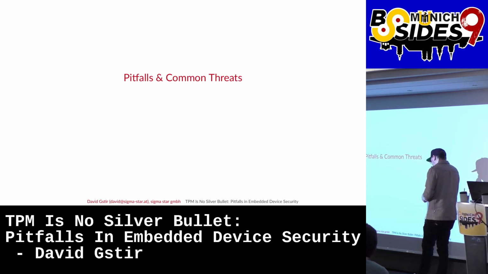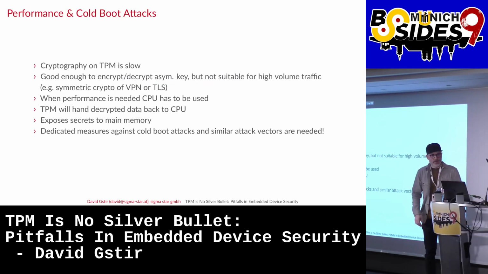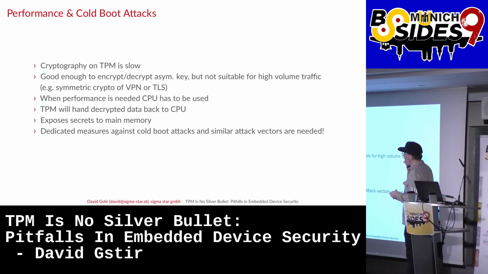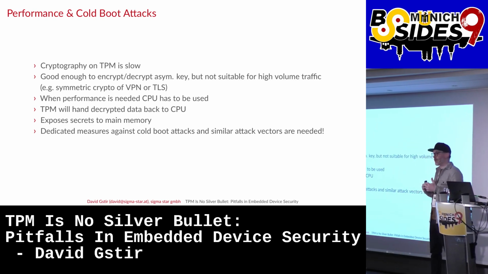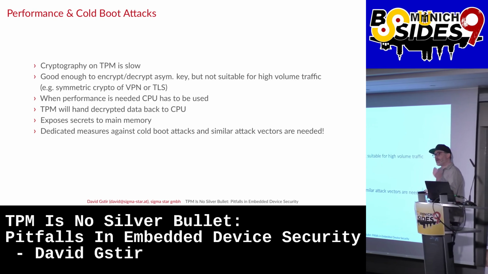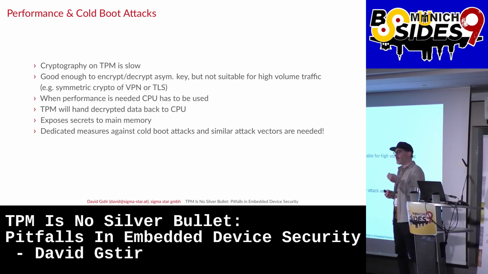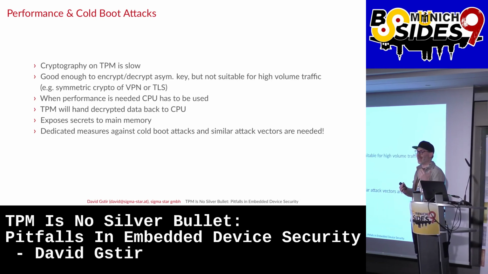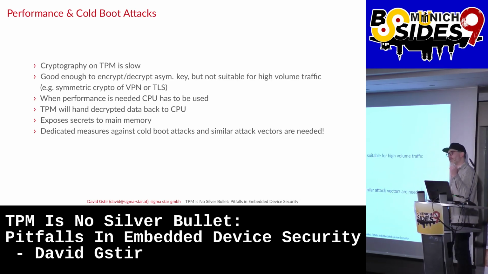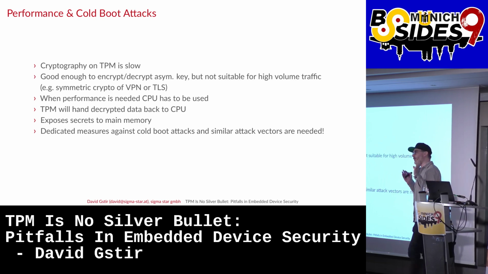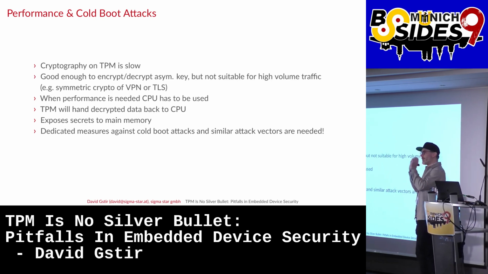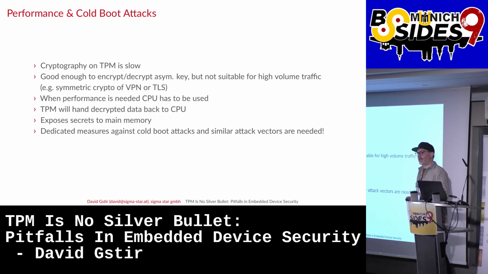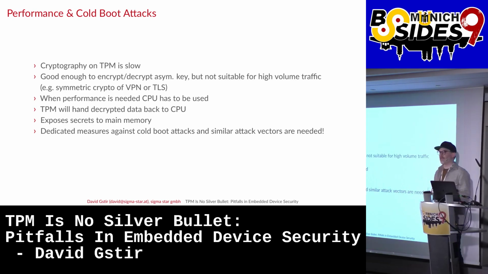Okay, let's come to really pitfalls and common threats with TPMs on embedded devices. One major thing is performance and also cold boot attacks, which go basically hand in hand in this case, because cryptography on TPMs is really slow. A TPM is not like a crypto accelerator, which can do symmetric ciphers really well or fast. It's slow. So it's good enough to do asymmetric crypto. You can give it data. It will encrypt it for you and will give it back to you, but it cannot run like your symmetric TLS cipher. So it does not run AES at full speed.